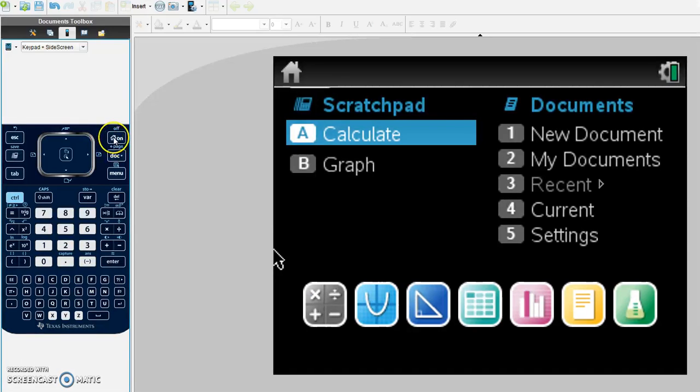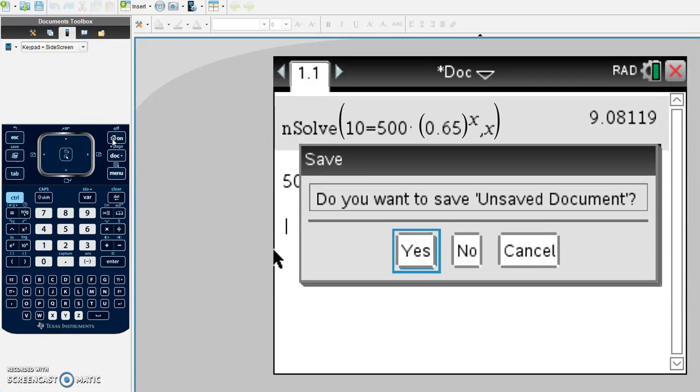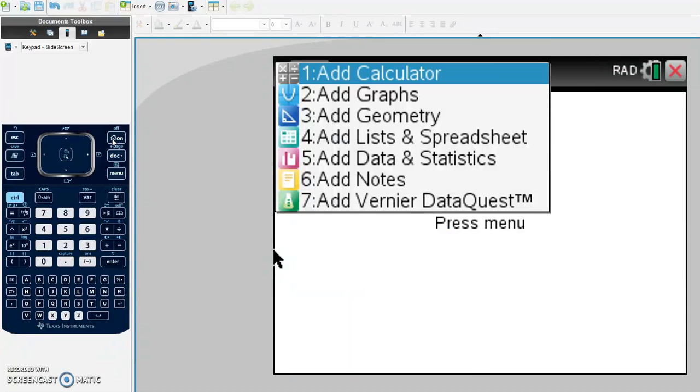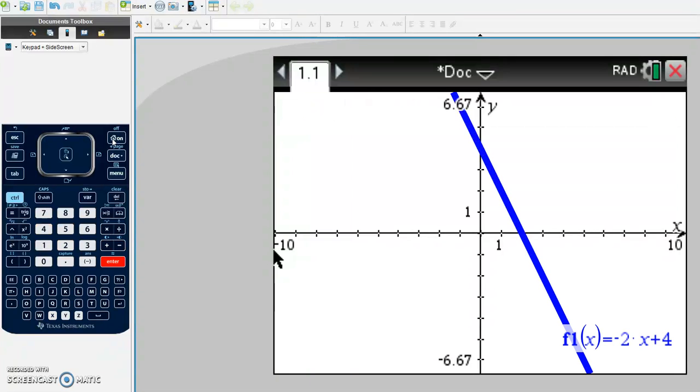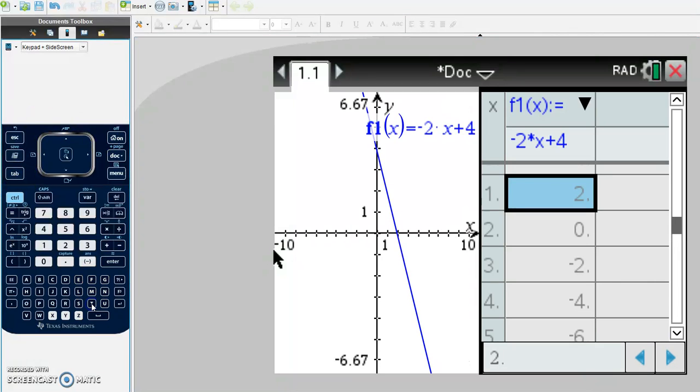Okay, so I'm going to go to a new document, and I don't want to save anything, and I'm going to go to graph. Okay, so my first equation was -2x plus 4. Hit enter. I don't really care about the graph itself. I want to get to the table. So Control T to get to the table. Now remember, I was looking for my domain values of this. Here's my x and my y. My domain values were -4, -1, +2, and +6.